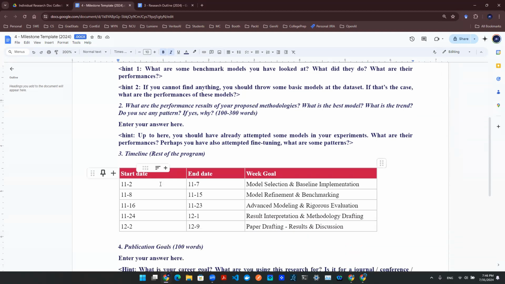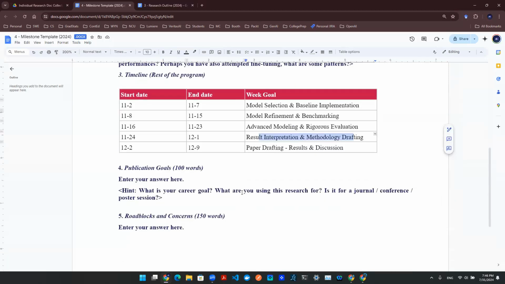After that, we have a small timetable as the rest of the program continues. This table serves as a reminder to see where you are on the timeline and whether you're able to achieve all these intricate steps in running these experiments. But since we are here in this document, it's safe to say that the first 2 steps are probably already completed. You probably already have done the advanced modeling and have some sort of rigorous evaluation. So if you are writing this document, presumably you are somewhere on the 3rd line or perhaps even the 4th line. The next question is about publication goals.